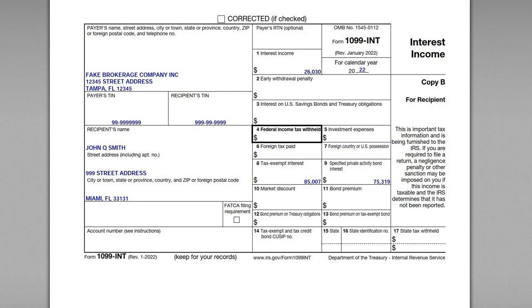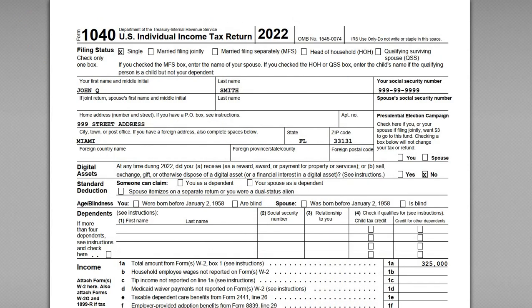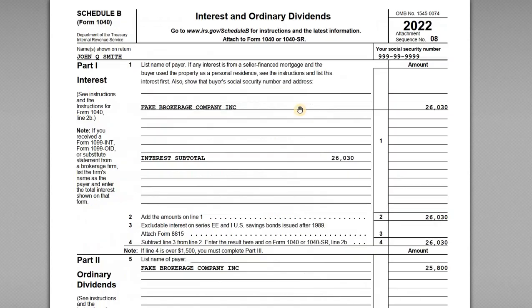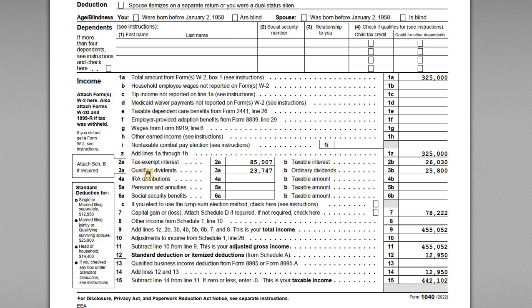So if we look at John's tax return here, let me jump up to Schedule B. So Schedule B, where we report the interest and dividend income, we can see here on line 1, he's reported that taxable interest income from the box 1 of the 1099 INT. And then on page 1 of his 1040, line 2A, tax-exempt interest, there's the full amount of the interest, the $85,007.